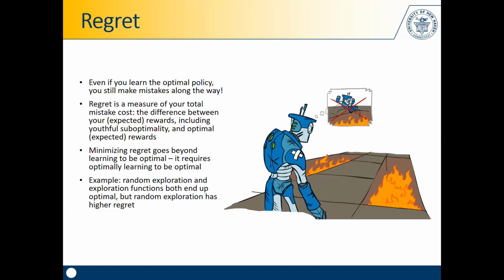Minimizing regret goes beyond learning to be optimal. It's a meta-learning problem. It requires optimally learning to be optimal. For example, random exploration and exploration functions both end up with giving us the optimal policy at the limit. But random exploration has higher regrets.